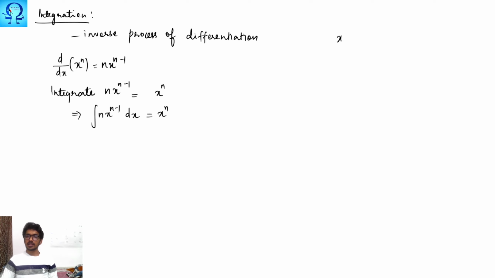Whether you differentiate x power n or x power n plus some constant k, whatever the constant may be, you are going to get n into x power n minus 1. So when you integrate n into x power n minus 1, you will have a constant c. This has to be noted clearly.